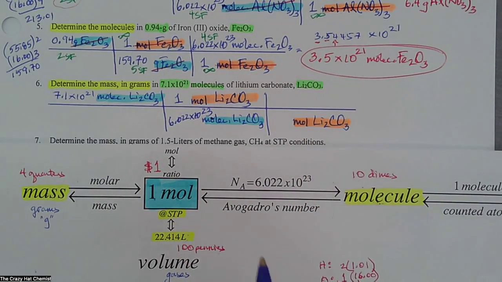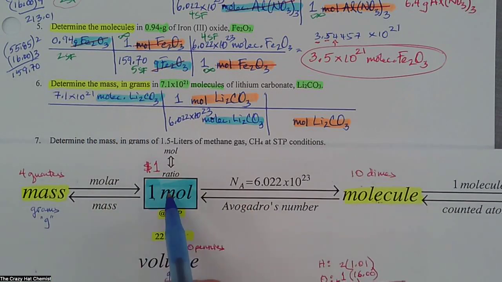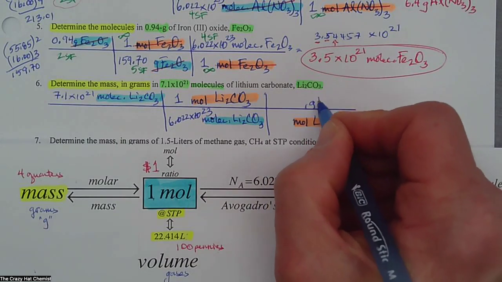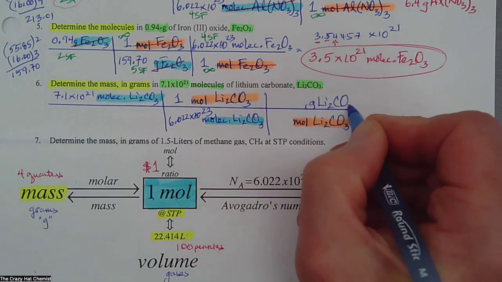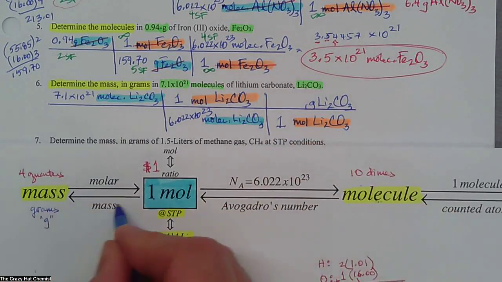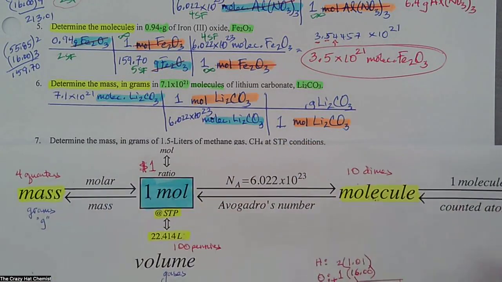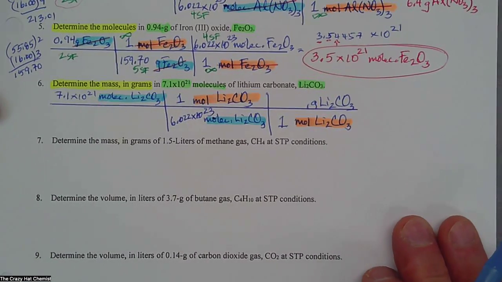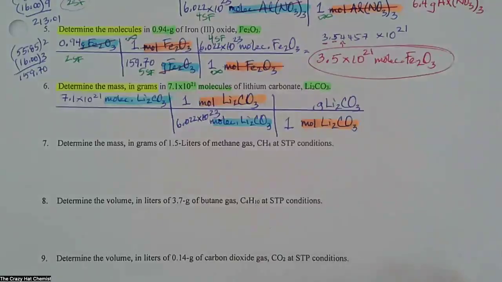I want to end with a mass in grams. I'm going to go from moles to mass. So this would be grams of lithium carbonate. And what's the number in front of the mole? It's a 1. What's the number in front of the mass? It's the molar mass. And we're going to have to calculate that. I'm going to do this off to the side. Of course, you have your periodic table with you, of course.